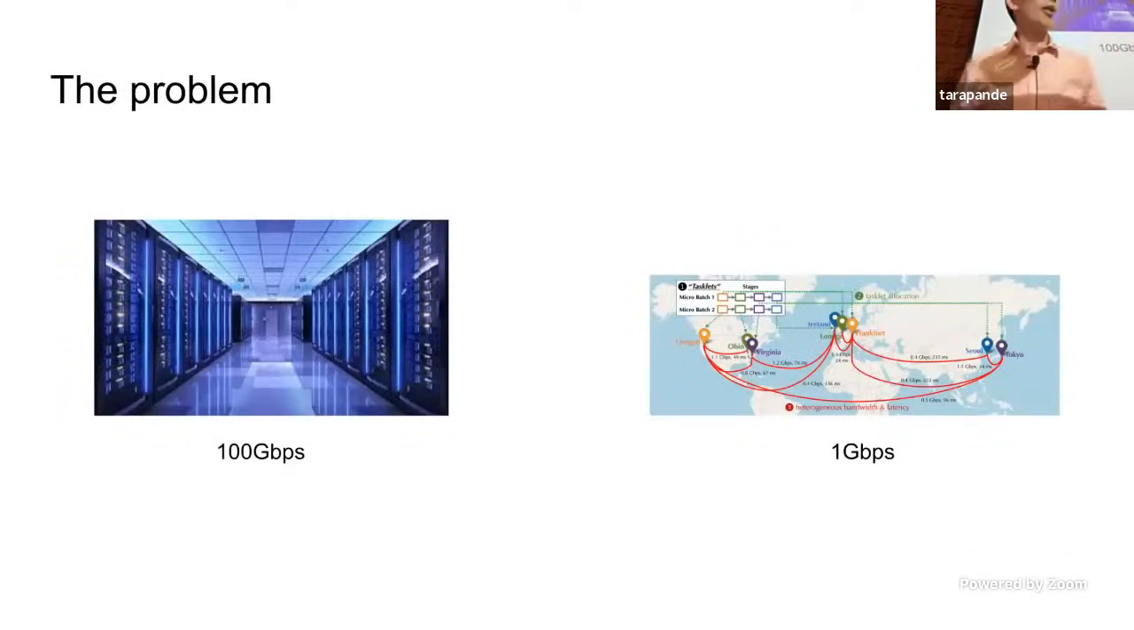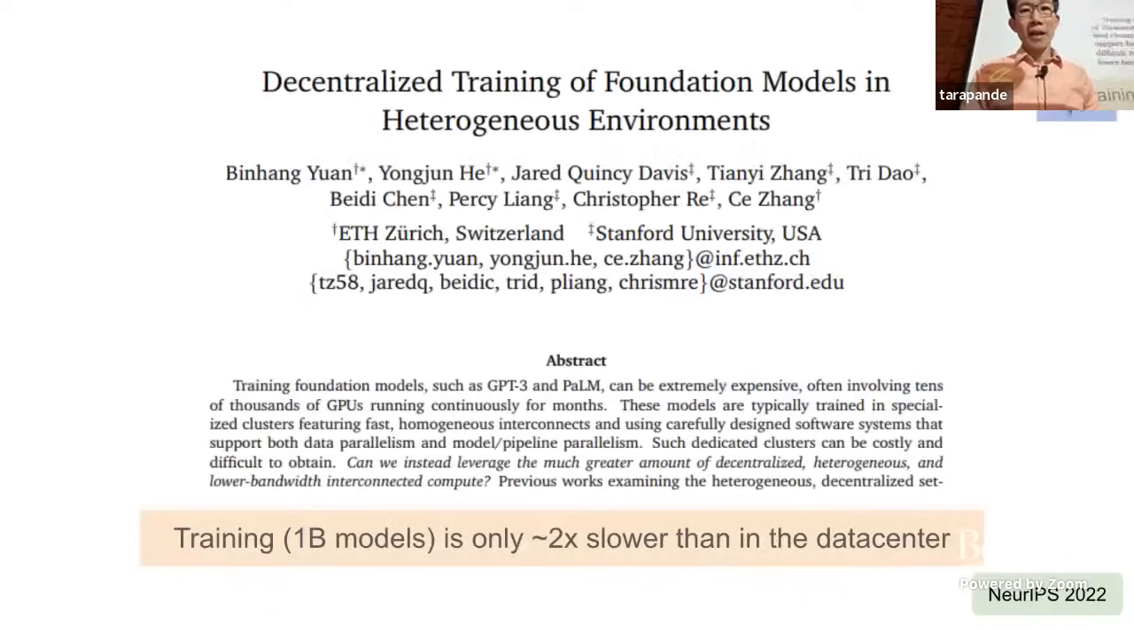One technical hurdle to this is that the interconnect speed, when you're looking at decentralized compute, is just horrible. It's at least 2 orders of magnitude worse than it is in a data center. And training large foundation models requires fast interconnects. 2 years ago, we had this paper which showed that with some amount of clever scheduling and some low-level systems work, you can actually train 1 billion parameter models at the time in a way that's only 2 times slower than if you were doing it in a data center, even though the interconnects were 100 times slower.